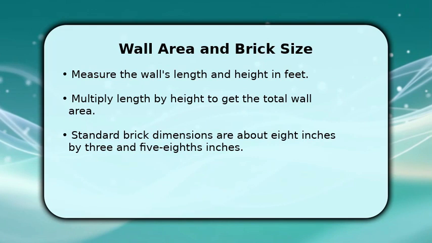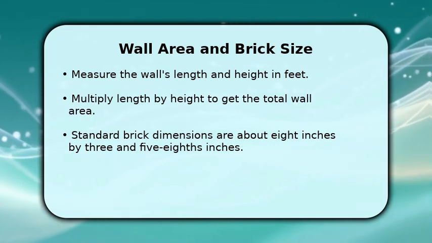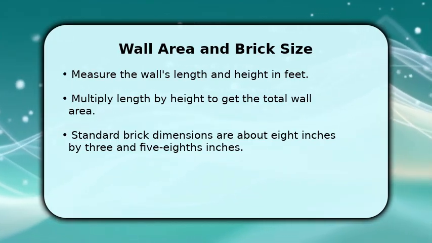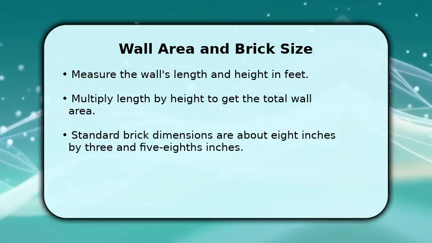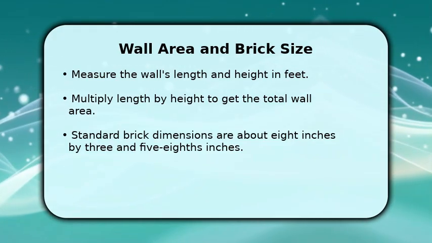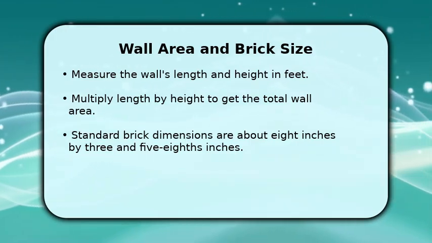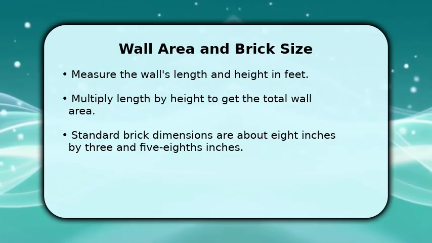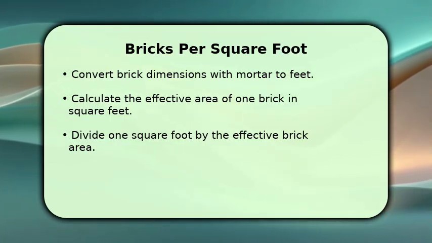To begin, accurately measure the length and height of your wall in feet. For example, a wall 10 feet long and 8 feet high has an area of 80 square feet. Next, consider the brick dimensions. A common brick is about 8 inches long by 3 and 5/8 inches wide by 2 and 1/4 inches high. Remember to add a 1/2 inch for mortar to both the length and height when calculating the effective area of one brick. Now, let's determine how many bricks fit into 1 square foot.